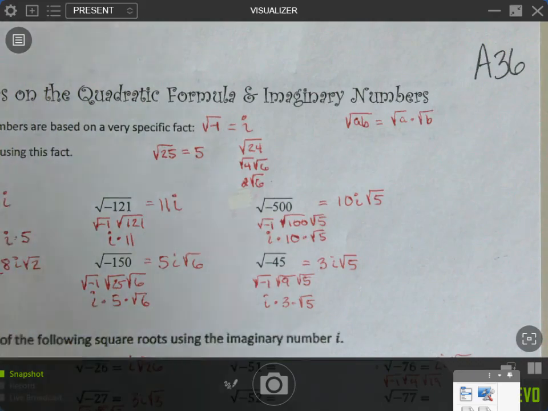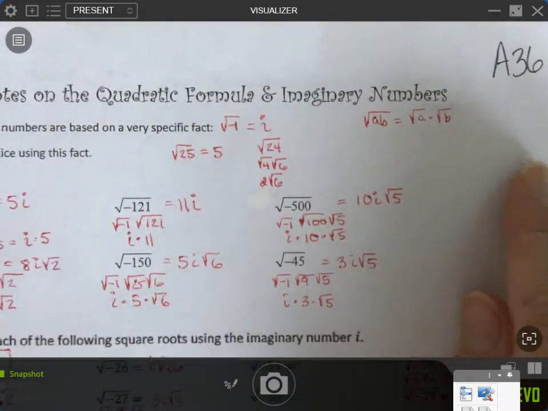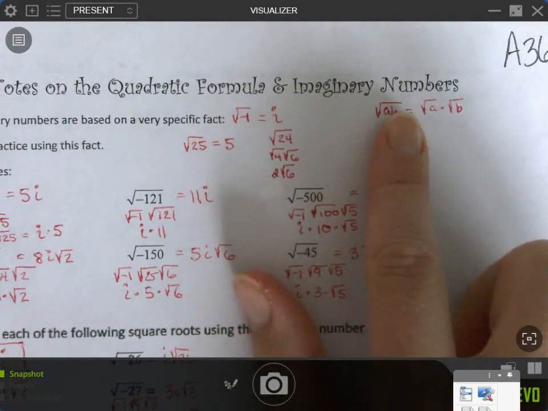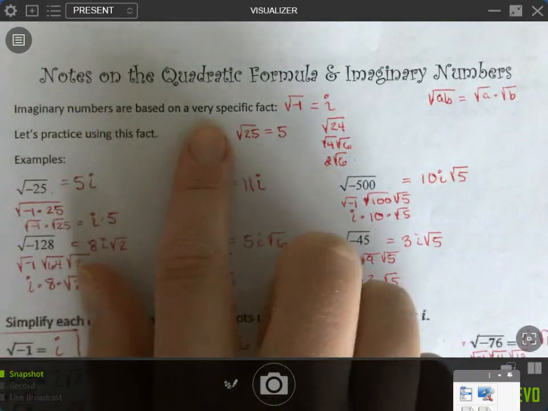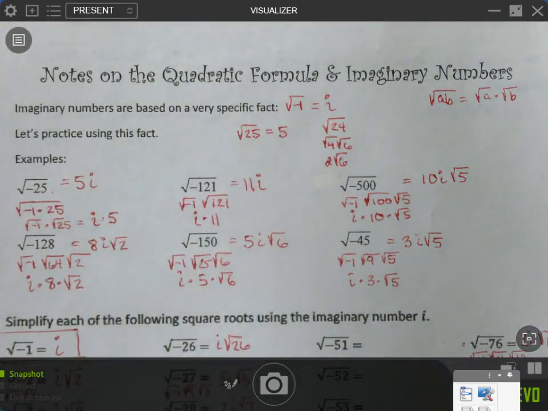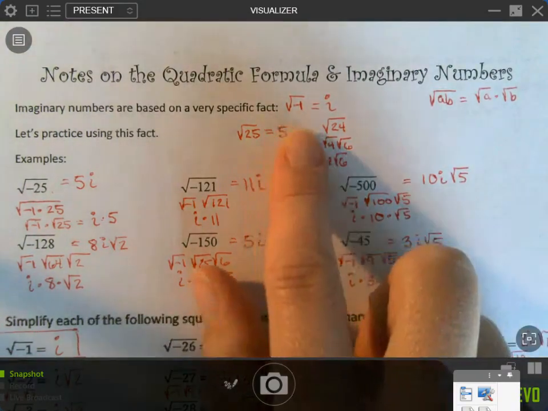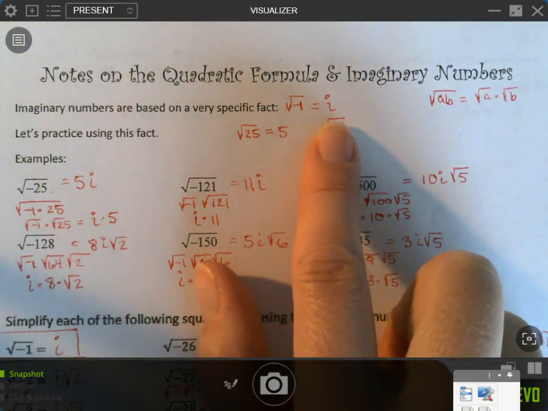All right, we're jumping onto the back of A36. So we focused on imaginary numbers. I want to remind you of a couple things. The basis of imaginary numbers is the fact that you cannot take the square root of a negative. And so the workaround is an imaginary number. So anytime I have the square root of -1, I replace it with an i.